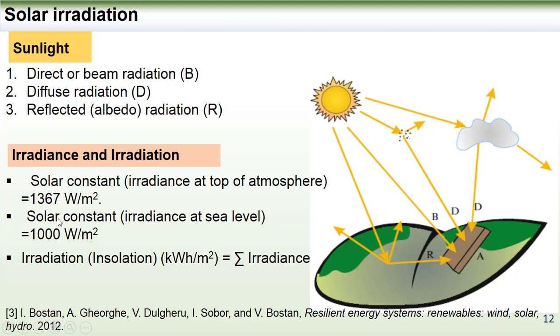When the sunlight transfers through the atmosphere to sea level with the sun directly overhead, or the sunlight perpendicular to the Earth's surface, the solar constant is reduced to 1000 watt per square meter. The energy density or irradiation is the integration of radiance over a certain period of time, which can be an hour or a day, and is measured in kilowatt hour per square meter.